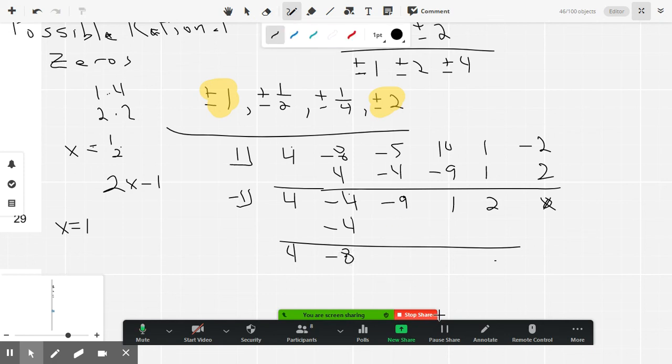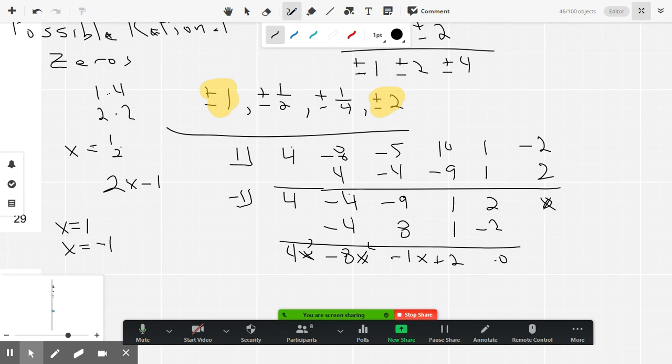All right, negative 1 times negative 8 is 8. Negative 9 plus 8 is negative 1. Negative 1 times negative 1 is positive 1. That's 2. Negative 1 times 2 is negative 2. A remainder of 0. So x equals negative 1 is also a 0. And we started with x to the 5th. This was x to the 4th. This is x to the 3rd, right? If I wanted to write out the remaining, that would be x to the 3rd minus 8x squared minus x plus 2, right?